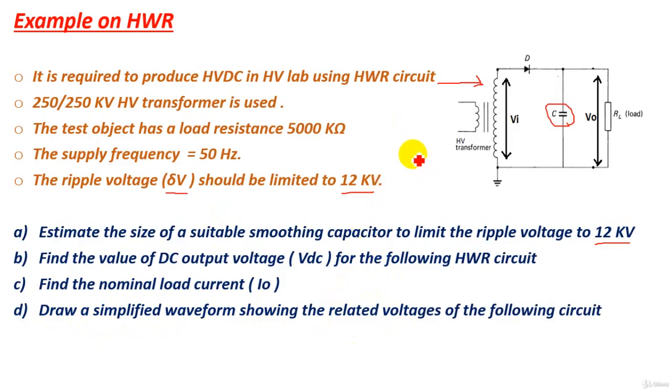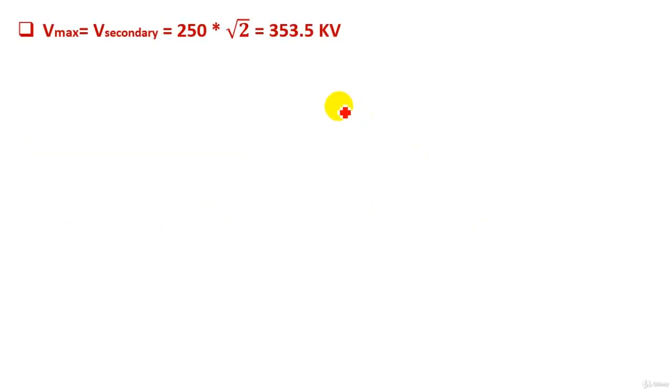Now let's see the answer. First, we should extract the givens from the problem. The first given is the maximum voltage. The maximum voltage in our circuit is the maximum of the secondary circuit of the high voltage transformer, and the secondary voltage of the high voltage transformer is 250 kilovolt, but we multiply this value by root 2 to obtain the maximum voltage. We know that the relation between the maximum and RMS is root 2. Maximum equals RMS times root 2.